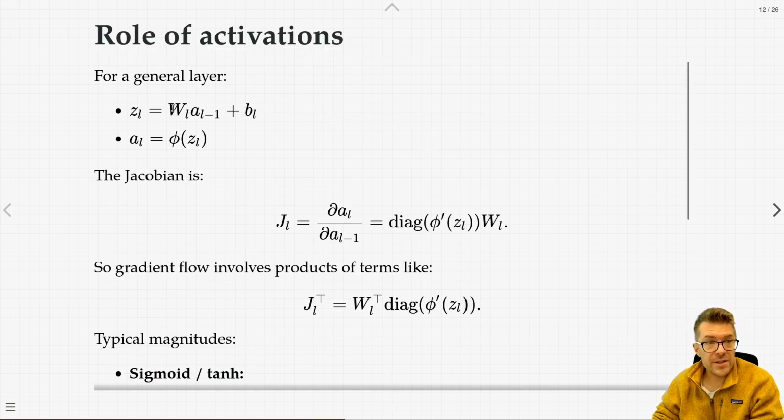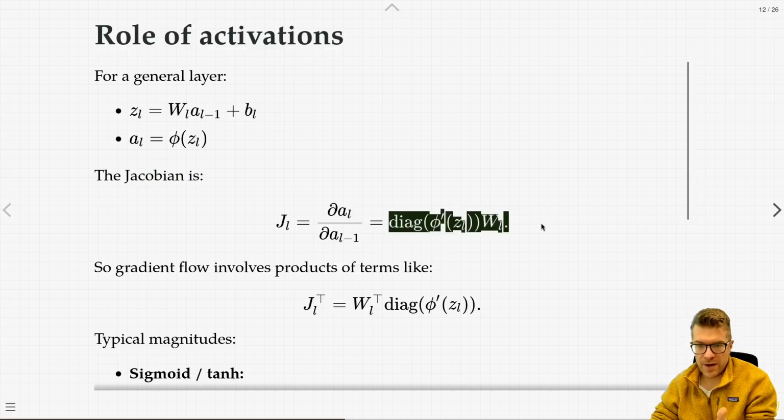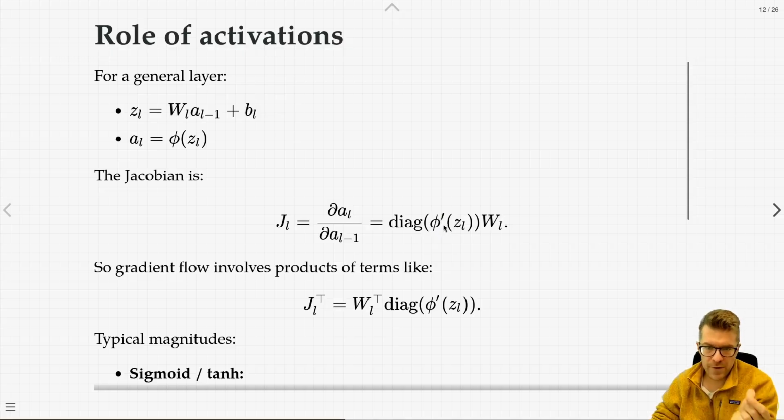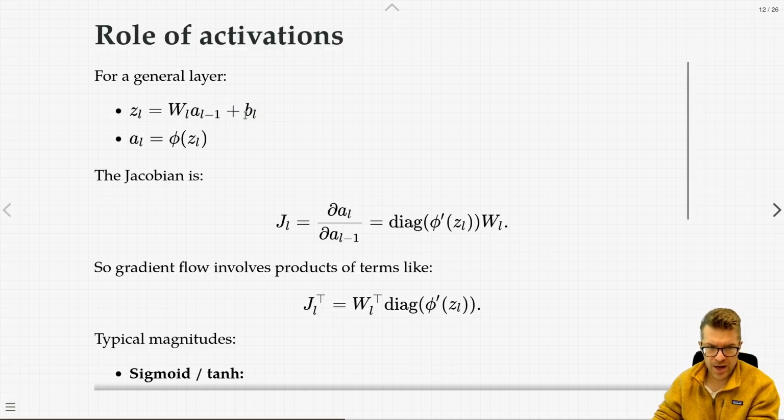So what is the overall role of activation? In general and in reality, normally we have a pre-activation which is linear, but then we pass this through a nonlinear function phi. If that's the case, then the Jacobian, which I previously said is the derivative of the activation at layer L with regards to the activation at layer L minus 1, is going to be defined this way. It's the diagonal matrix of the derivatives of the activation function phi given their pre-activation, times the weight matrix that went into this pre-activation.